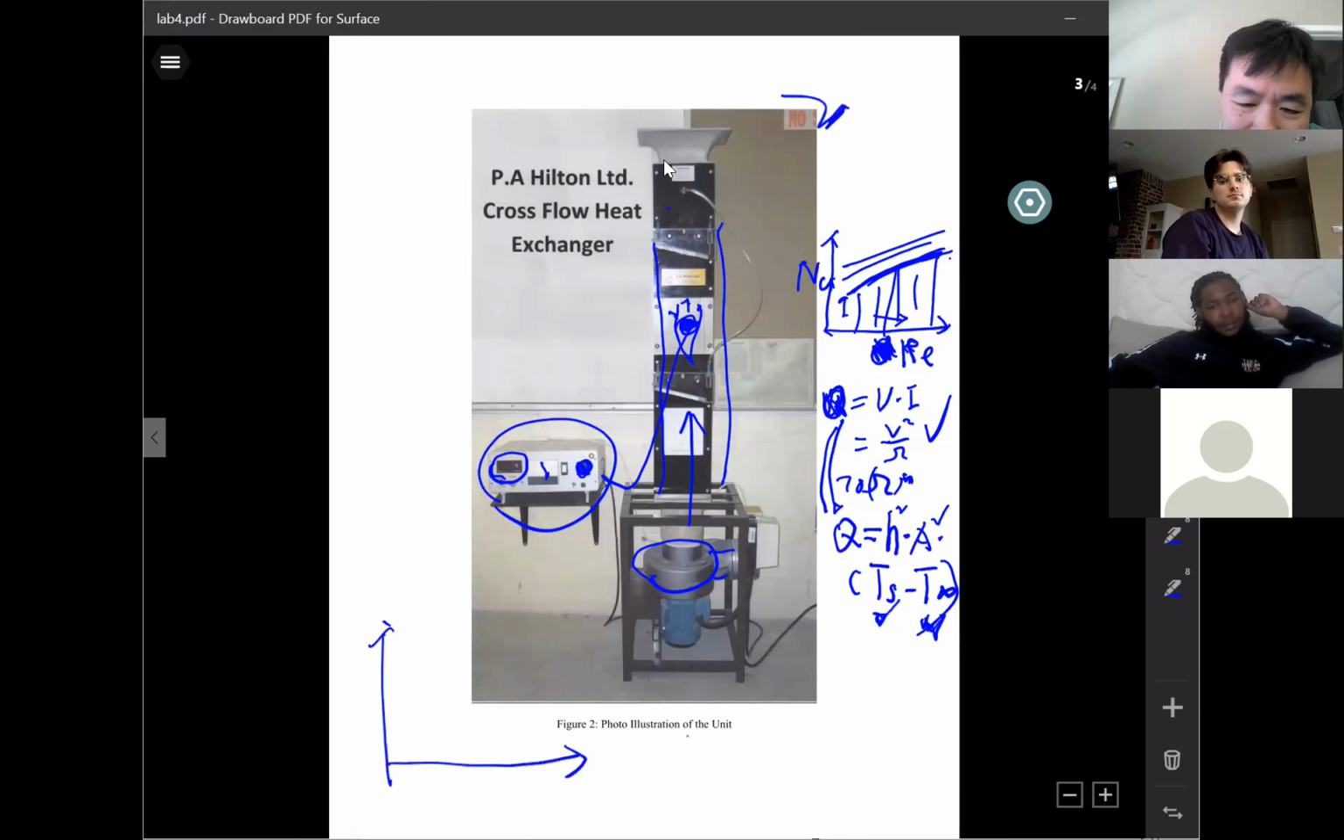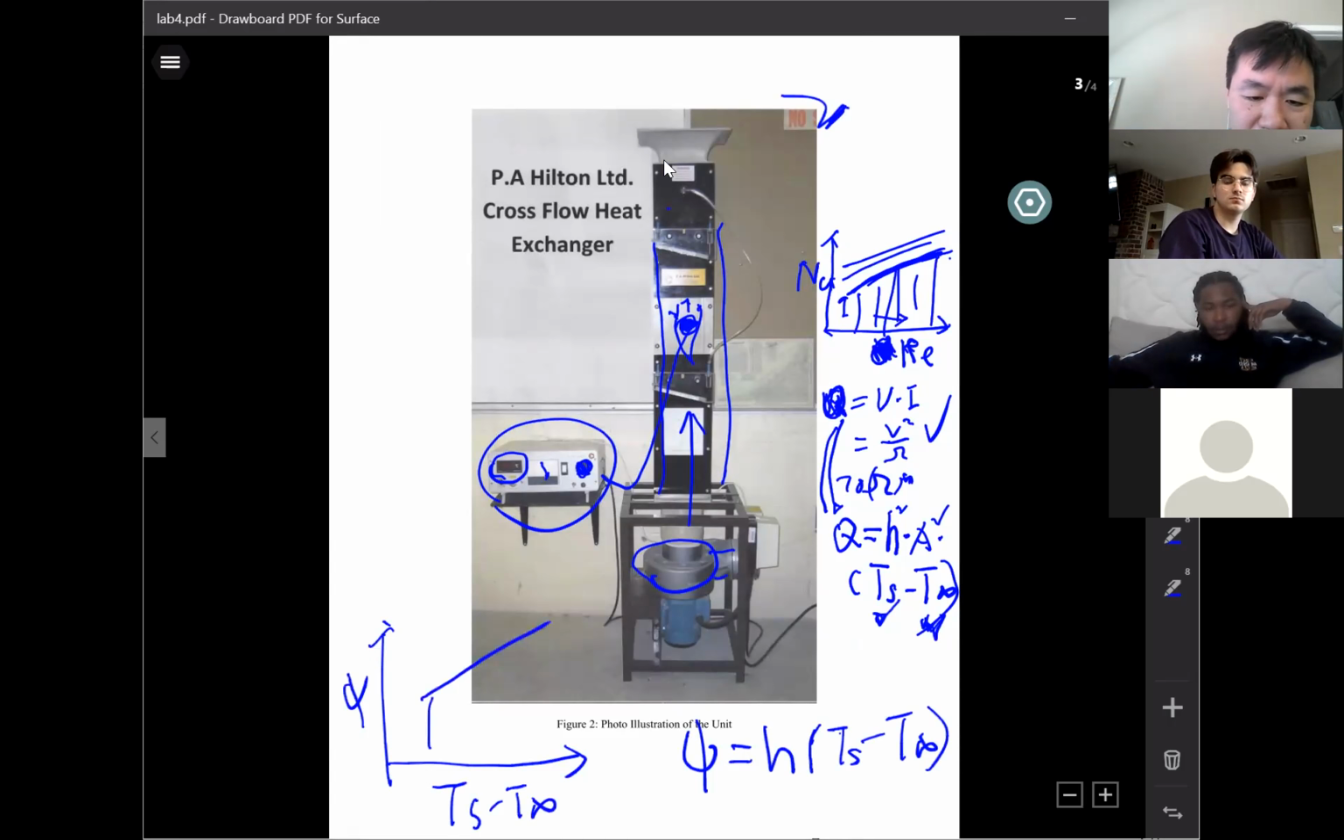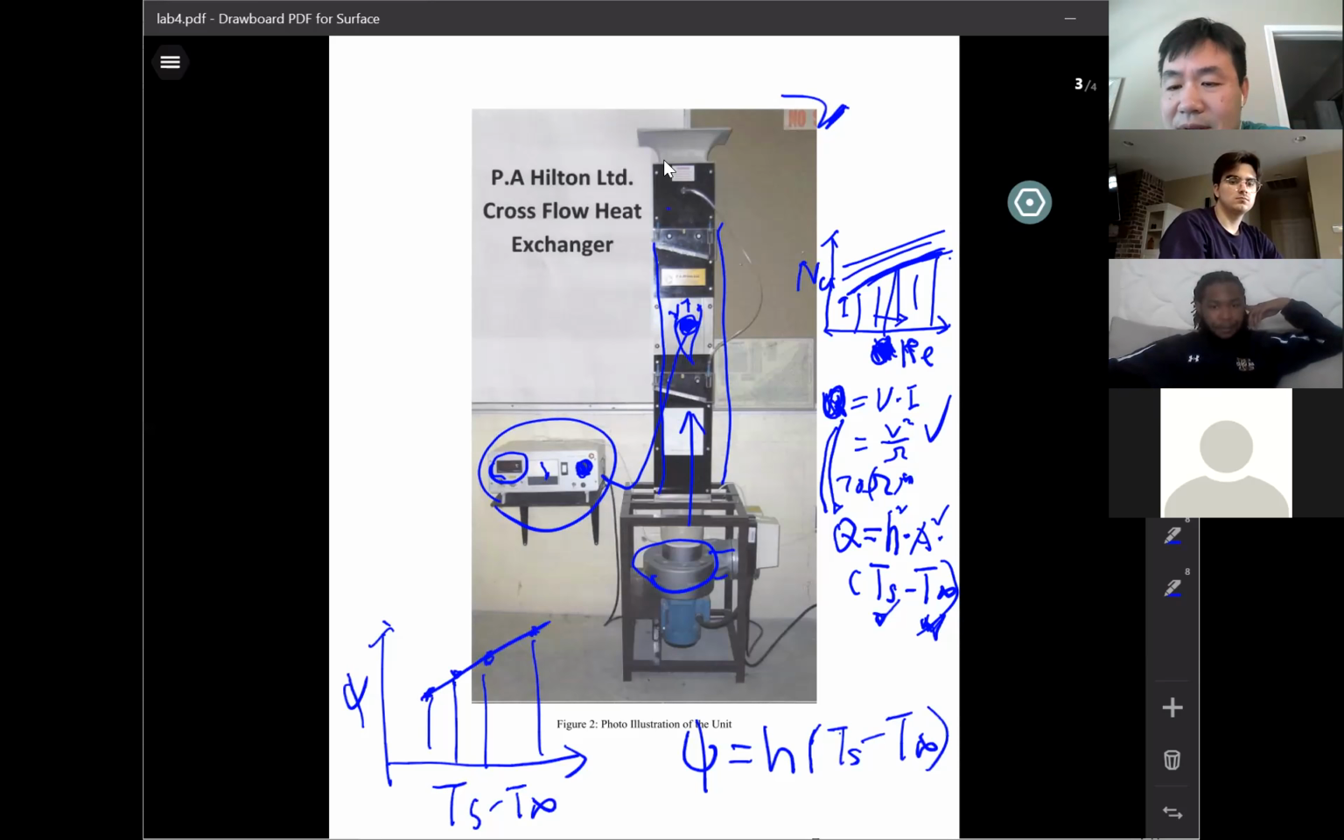Okay, so the equation is this: phi equals h times (Ts minus T infinity). This is phi, okay? There will be 4 points, 1, 2, 3, 4. You change 4 different voltages, so you have 4 different surface temperatures. Ambient temperature is a constant. With 4 different surface temperatures, you have 4 different phis.